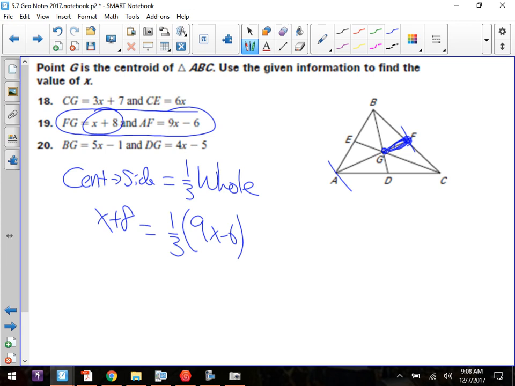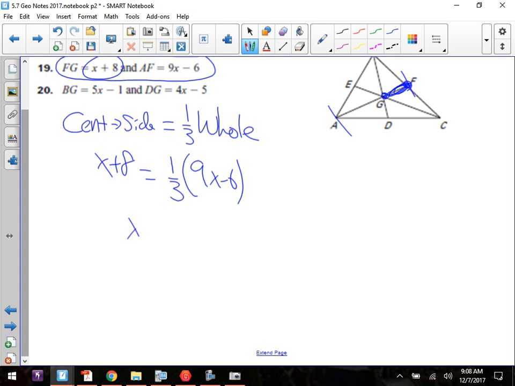From there, you have an option to do one of two things. You can take 1/3 of 9 and 1/3 of the negative 6 by distributing it, or get rid of the 1/3 by multiplying the other side by 3. Either one is fine. In this case, I would just distribute the third because they're both divisible by 3 and it's a little bit quicker. Okay. What's 1/3 of 9? And what's 1/3 of 6? So I get x plus 8 is 3x minus 2.